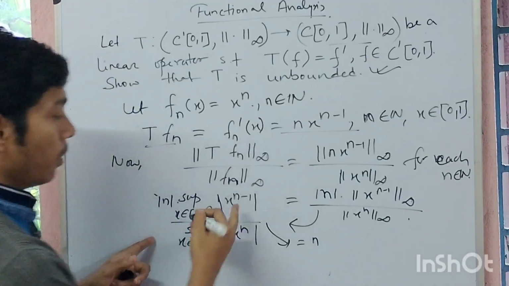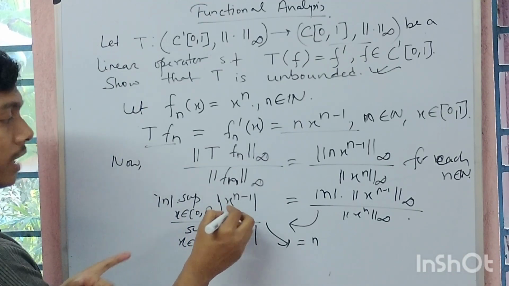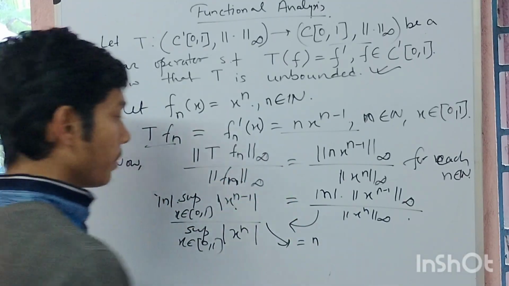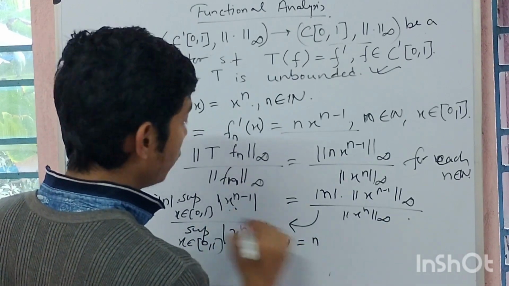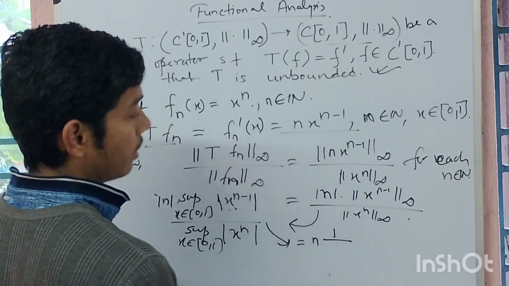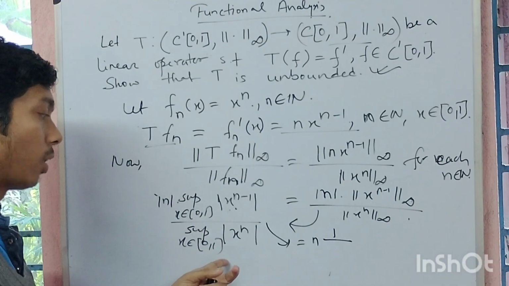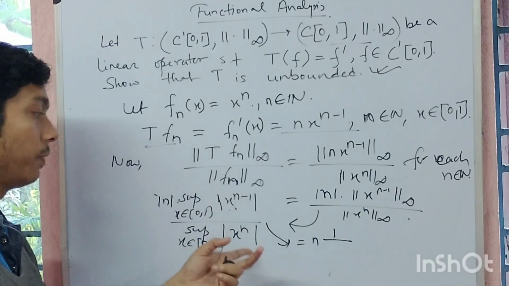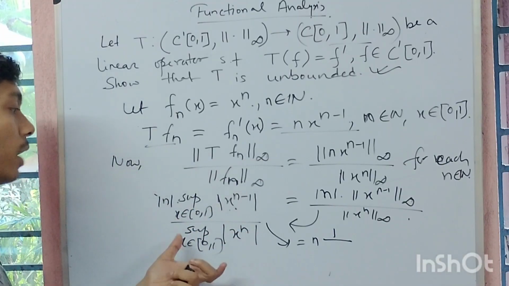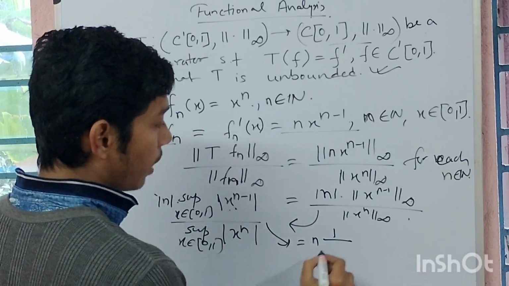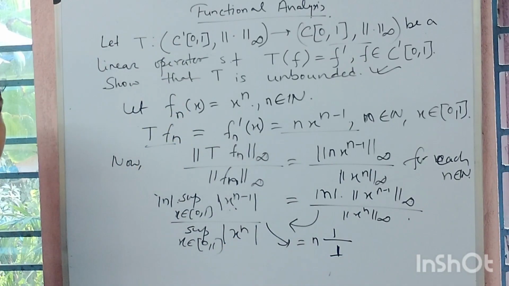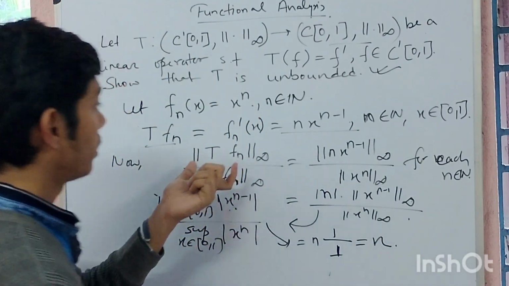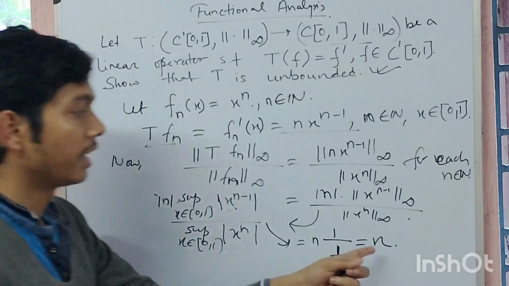What is its supremum value? When x equals 1, then it will take the maximum value. Okay, for each n, when x is 1, it will be 1 to the power n minus 1, which is 1. For the denominator it's also the same. When x equals 1, it takes the supremum value, because if x is less than 1, its value will be lesser. So the supremum will be 1 to the power n, which is 1. So it becomes n. Now, the norm of T f_n by the norm of f_n is n.